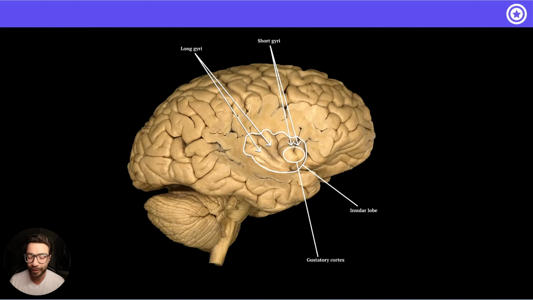So now let's just confirm these. We have that insular cortex right here. We have our short and our long insular gyri, as well as that gustatory cortex.